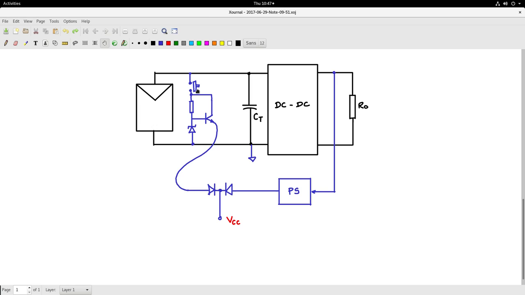This portion, even though it is a linear regulator, will not consume much, because this is only used for startup, and then after this is released, this will not consume any power at all. So this is the trick that is done for starting up in case you take from the output side.